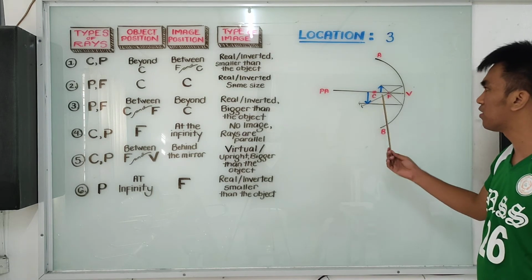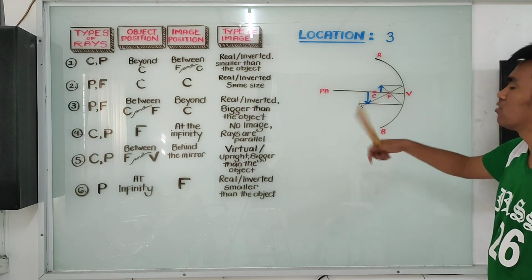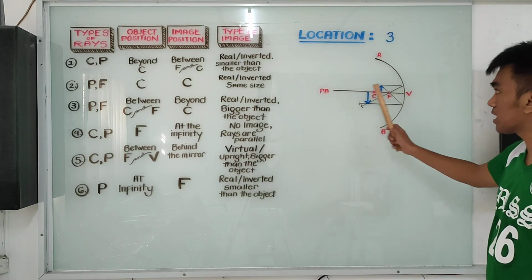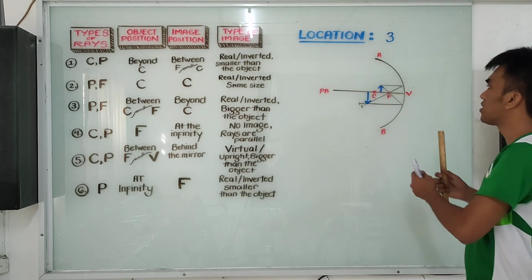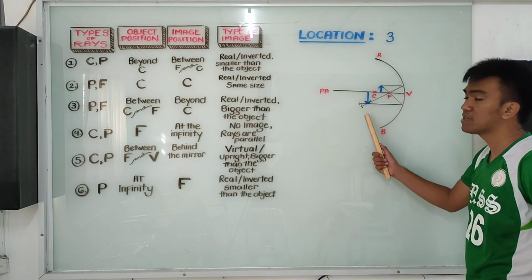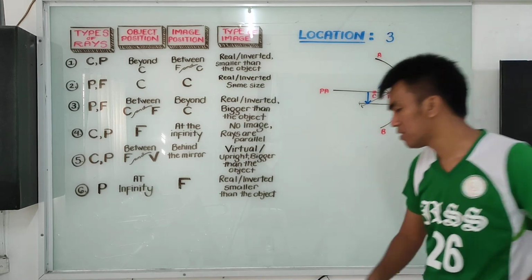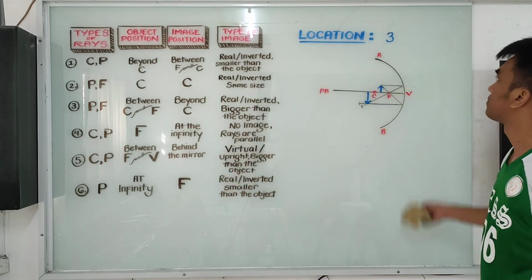It's inverted, obviously, because the arrow points downward. It's bigger than the object, because this is the size of the object, and the image formed is bigger than the object. So that is our third location.